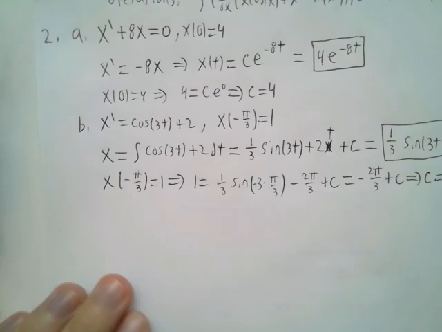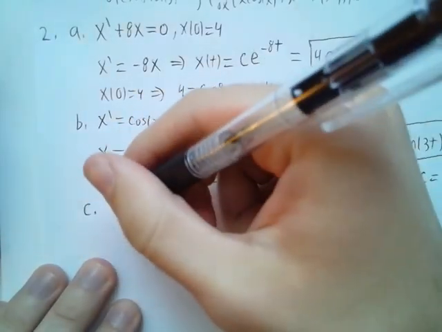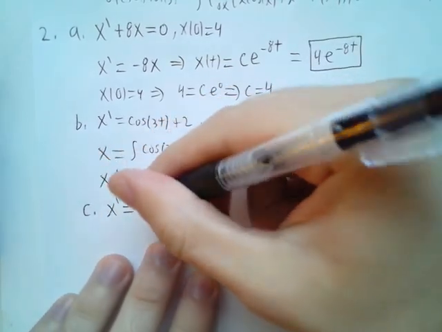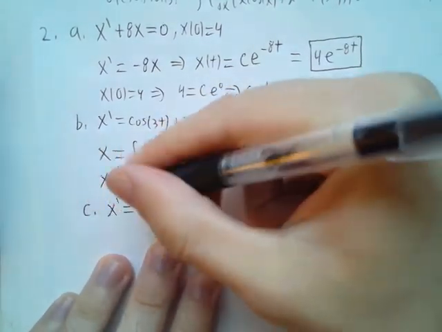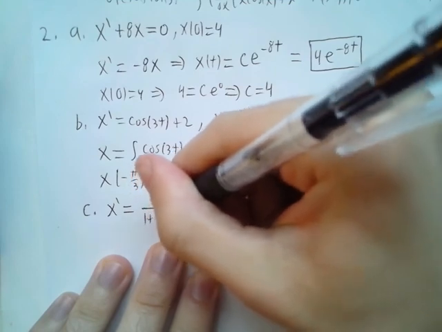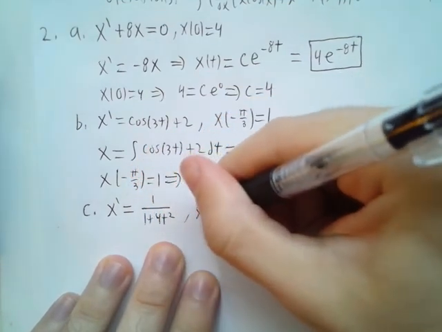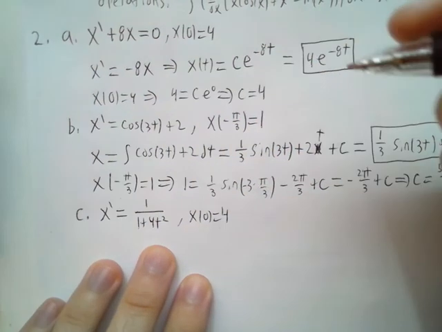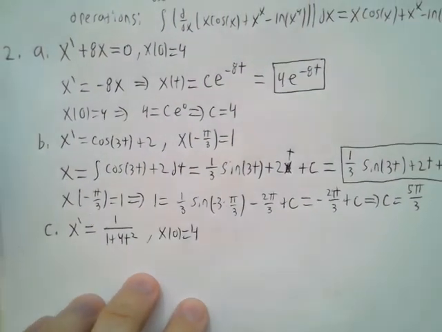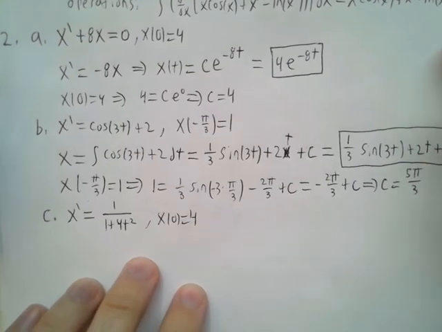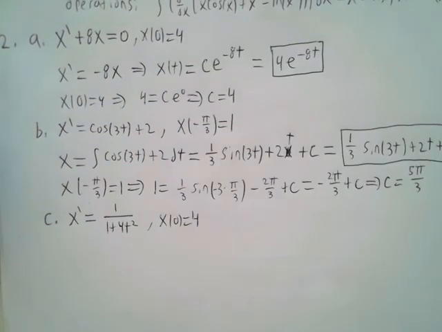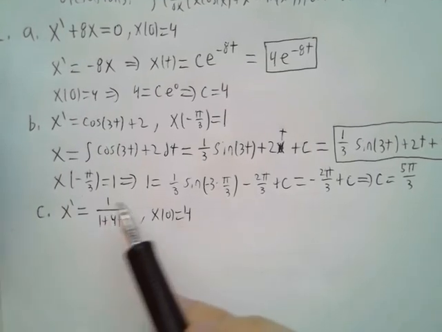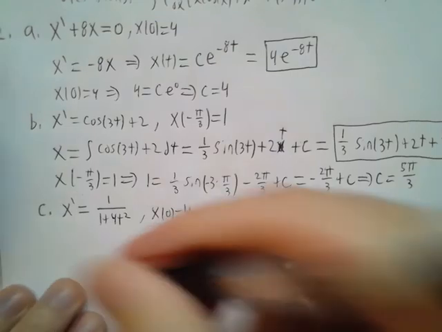Okay, so now the last problem is x prime equals 1 divided by 1 plus 4t squared with x of 0 equals 4. Okay, I didn't notice this, but apparently that was an initial condition I was fond of when I wrote this problem. It appeared in both A and C. At any rate, so we want to find the antiderivative of this function.